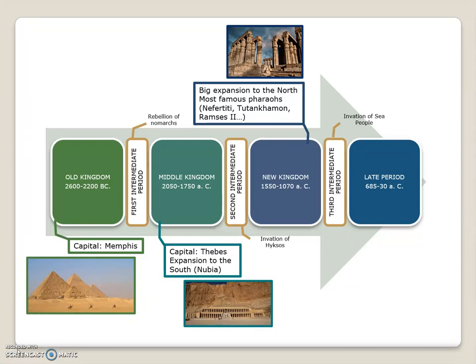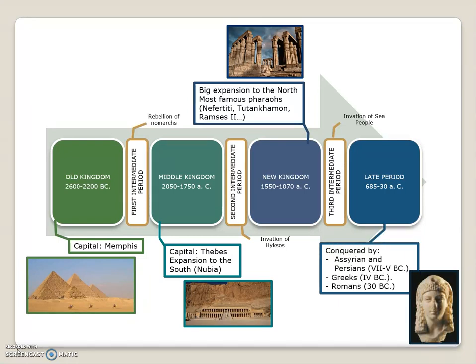First the Nubians, the Assyrians and the Persians, but in the 4th century the Greeks, and later the Romans. The Assyrians and the Persians conquered Egypt during the 7th and 5th centuries before Christ. In 332, Alexander the Great, the leader of the Greeks, conquered Egypt and established a new dynasty.